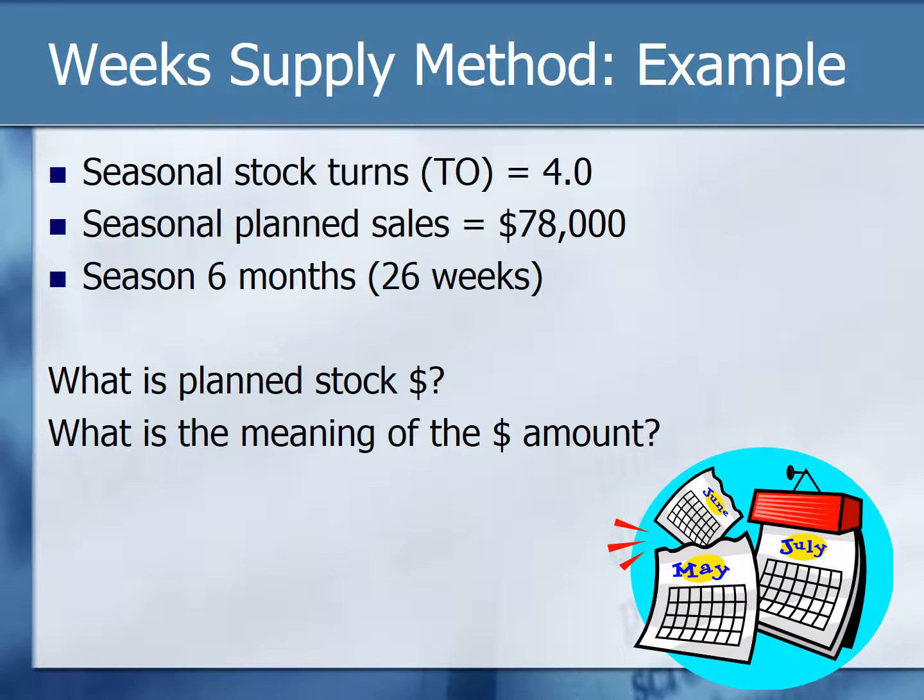Okay, so let's work on a simple example using the week supply method. The seasonal turnover, stock turn, was planned to be 4.0, and seasonal sales were planned to be $78,000. And remember that a season has 6 months, which is 26 weeks. Then what is the planned stock level at retail, and what's the meaning of this dollar amount? So let's first calculate the planned stock level.